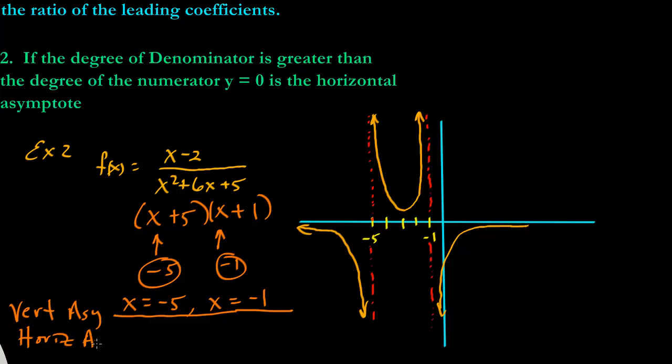Now, what about the horizontal asymptote? You've got to figure out which of the two rules this follows. What is the degree of the top? That's right, this is degree 1. And what's the highest exponent on the bottom? 2. It is degree 2. So we can see that the degree of the denominator is greater than the degree of the numerator, so its horizontal asymptote is y equals 0.